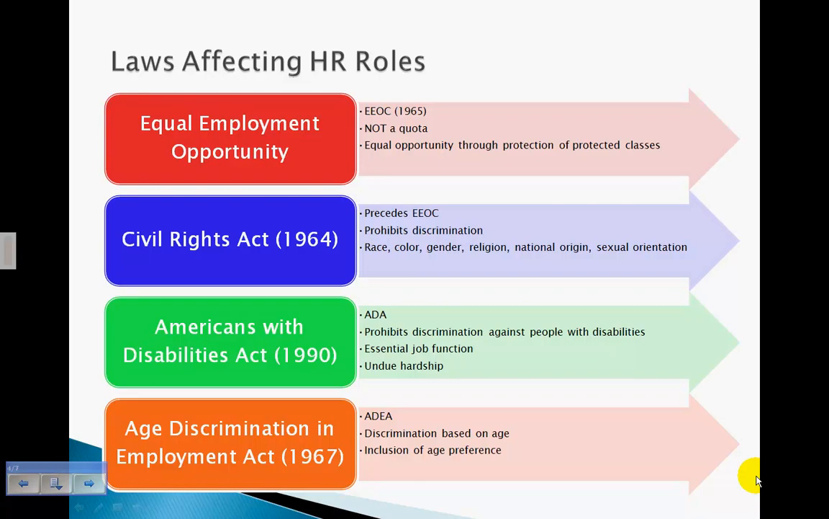Not all states have that, and in some states people can be flat out fired for their sexual orientation, and nothing that actually has to do with their essential job function. We'll talk about that next.